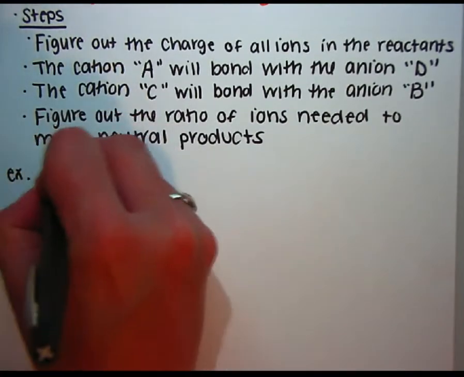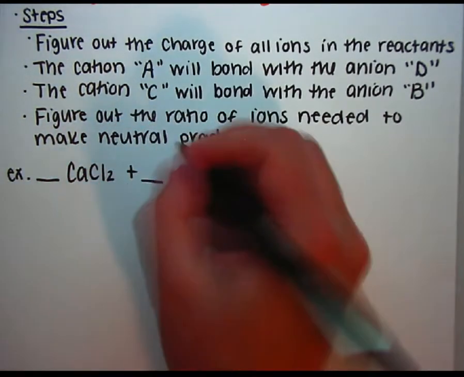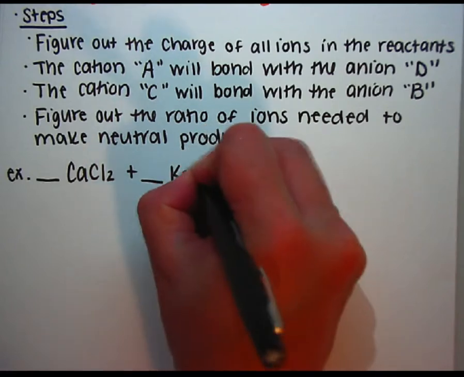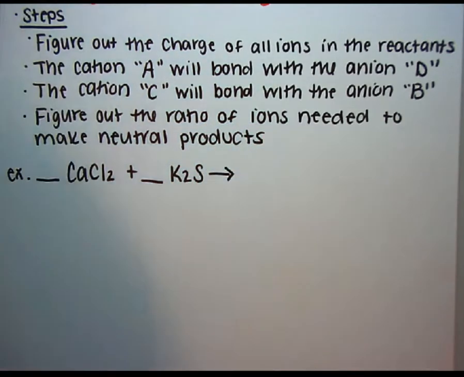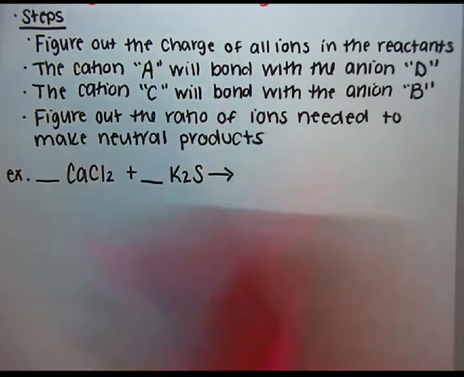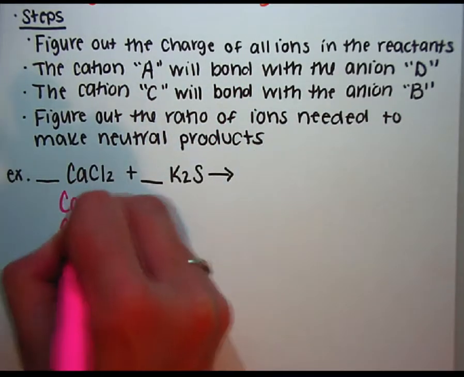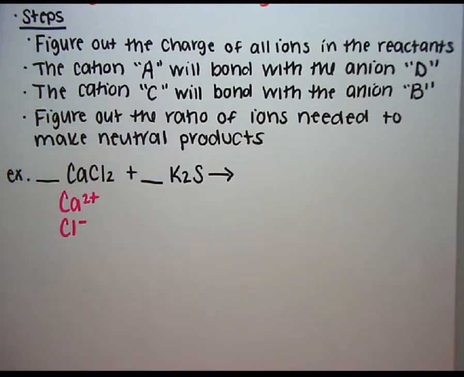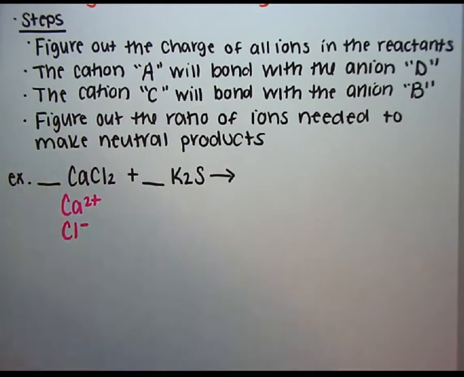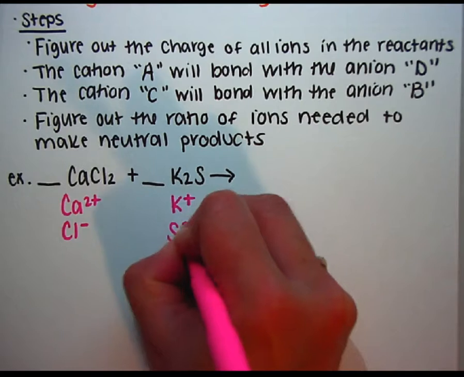First one, calcium chloride plus potassium sulfide. Again, I would give you the left side of the arrow, and you have to figure out what's on the right side. Step 1, figure out the charge of all the ions. Calcium has a charge of +2. Chlorine would be -1. Again, the charges are based on the number of valence electrons added or lost in order to follow the octet rule. Potassium would be +1. Sulfur would be -2.